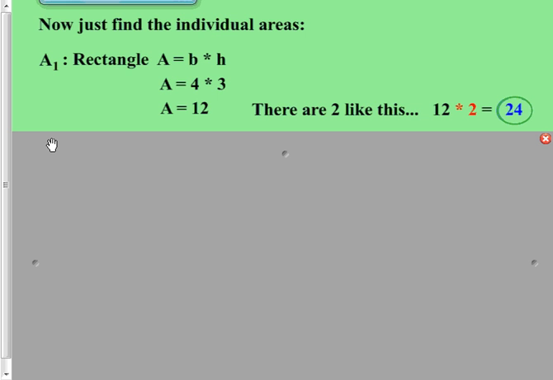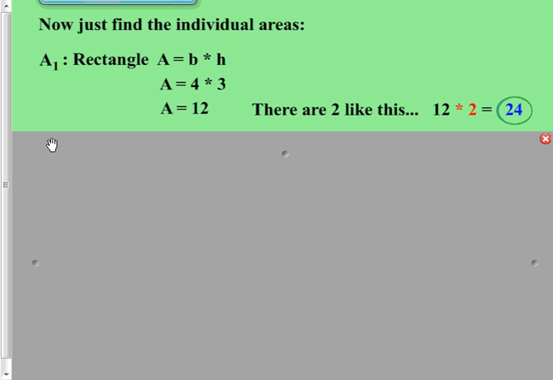And then you go, oh, but wait a minute, there's two sides, or two polygons like area 1, so I'm going to double it. I'm going to take that 12, multiply it by 2, and I've got 24. Now, that's not the answer to the problem. That's just a piece of information that we need, but we're going to do it again.